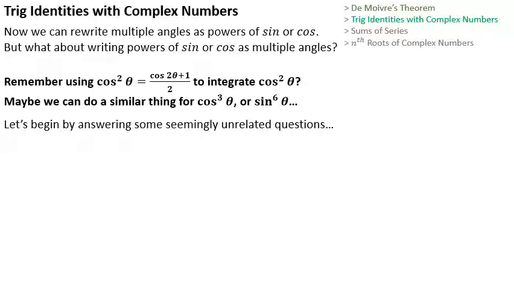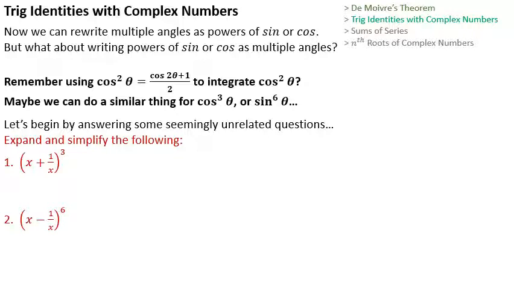To begin with, because this particular technique is a little more obtuse, I think it's harder to see where it's going. It's a harder thing to generate on your own unless you've spent a lot of time playing around with it. I've got a few questions for you to answer that may seem unrelated to begin with, just so we can start spotting some patterns. So we've got (x plus 1 over x) cubed and (x minus 1 over x) to the 6. Pause the video, have a go at those. When you're ready, unpause and we'll continue.